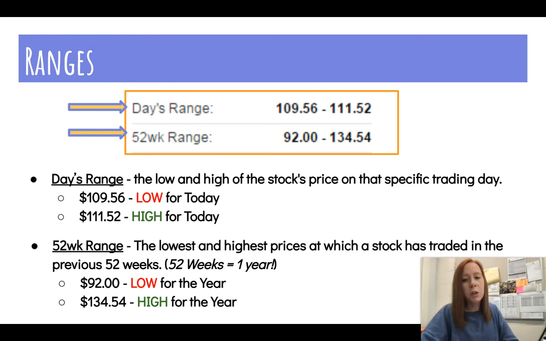So I like the 52-week range because it shows me the lowest it got and the highest it got last year. And I can use that number when trying to figure out if the stock currently is priced at a good price and has potential to grow. So the day's range is for the current day that you're currently in. And then the 52-week range is the prices from last year, the high and the low.